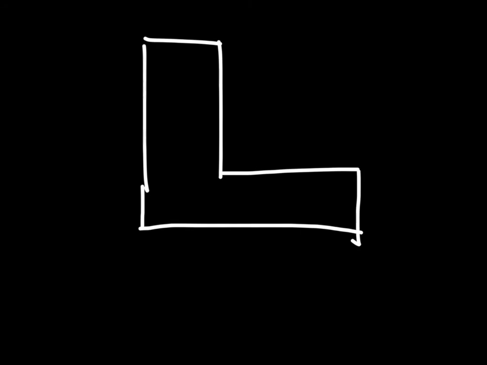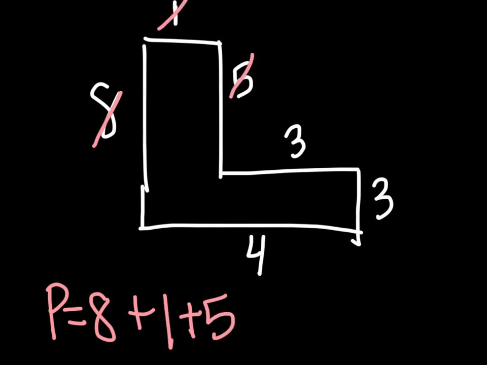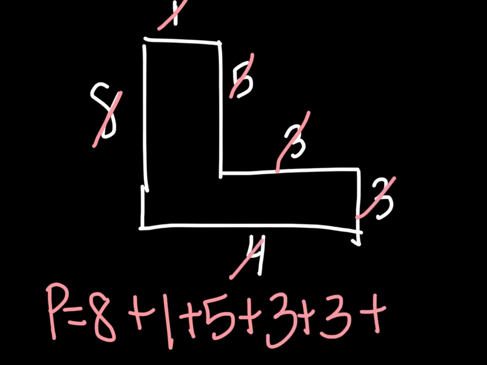Okay, so here's my funky shape, and here are my measurements. All right, I want to know how much fence is going to go around the shape. So I need to find the perimeter. So I'm going to add. I'm going to say perimeter equals 8 plus 1 plus 5 plus 3, another 3. Don't forget your 4. I'm going to make sure I included all of those numbers, which I did.